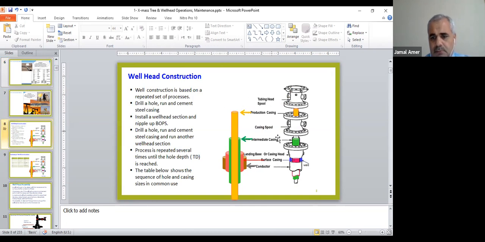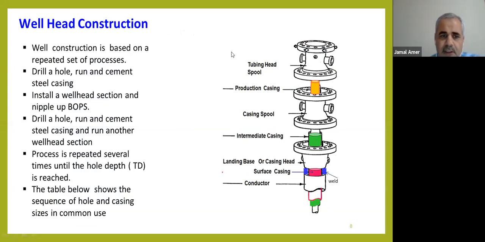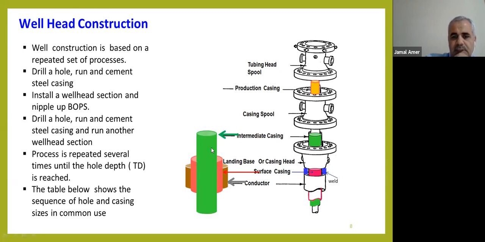The construction. So the well here, as we see, same as I mentioned before. We have conductor, we have surface casing, we have intermediate casing, we have casing spool, we have production casings, we have tubing head spool. So here, as I said, we have conductors, and we have the surface casing, we have intermediate casing, and we have production casing.